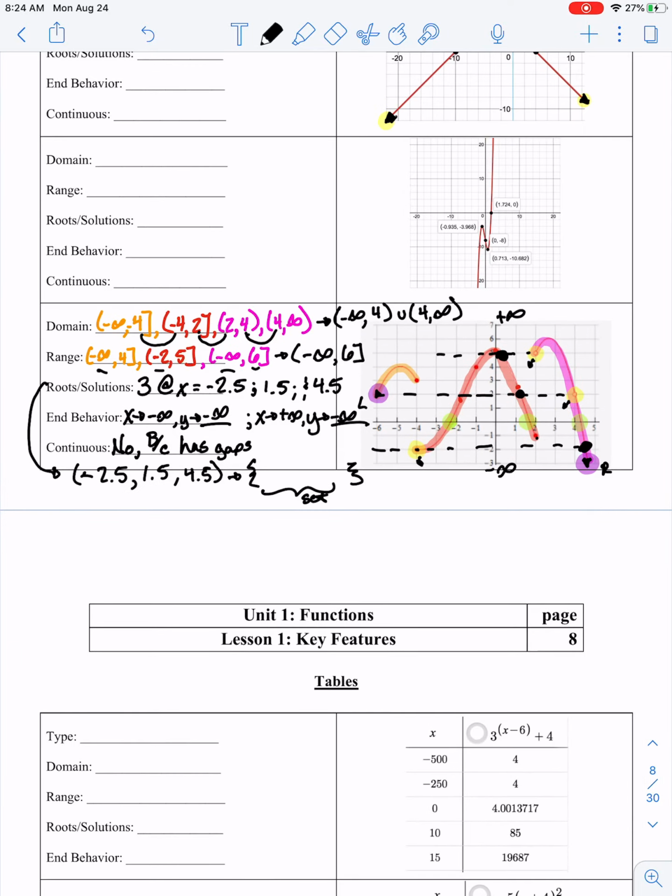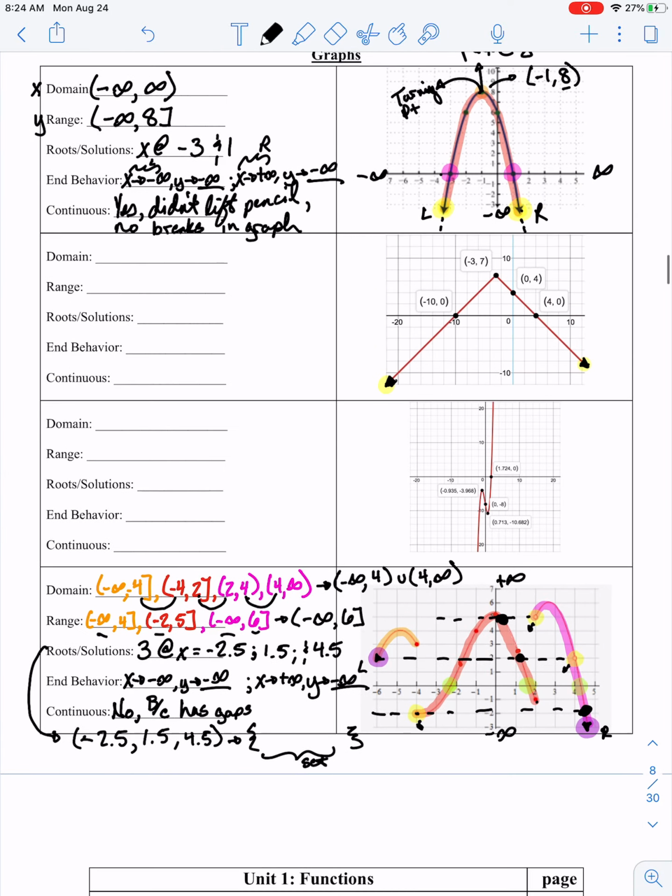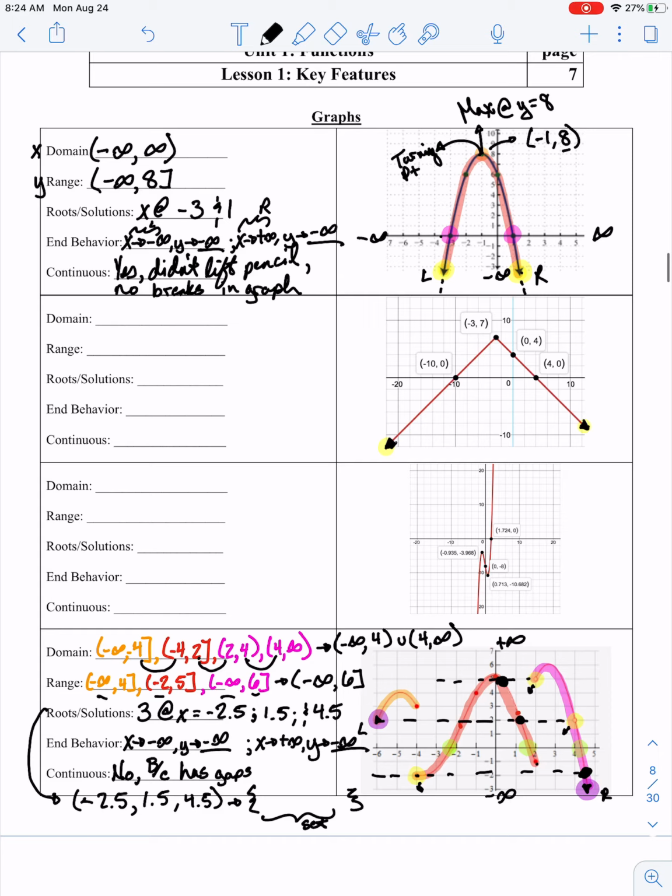Notice a little bit longer video, but this bottom example I did, you won't see a ton of them. I just wanted to give you an example because we will spend a couple of days on piecewise functions, and piecewise functions also have key features to them as well.